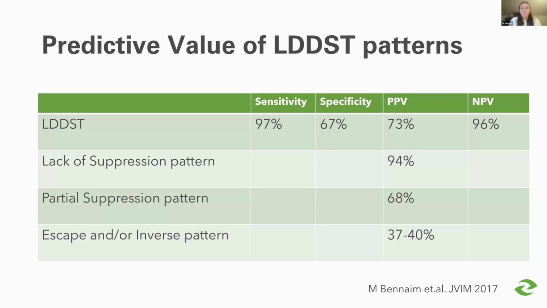And a study performed looked at results of the low-dose dex retrospectively from 133 dogs who have been tested for Cushing's. And the overall performance of the low-dose dex in this study was like previous reports, with a sensitivity of 97% and a specificity lower at 67%.